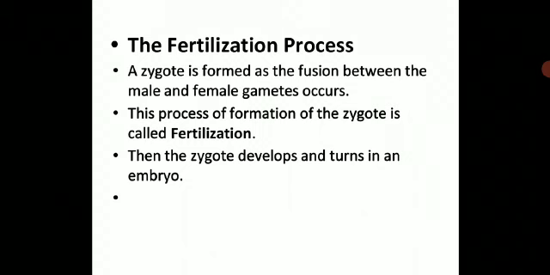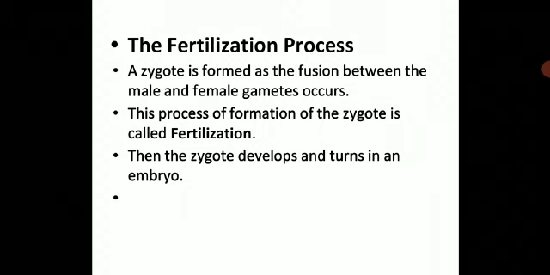Well, let us see the fertilization process. What happens after pollination? Further process is required after the transfer of the pollen. Let us see what happens after that. A zygote is formed as the fusion between male and female gametes occurs. They will fuse together and form a zygote. This process of formation of the zygote is called fertilization. Underline this. It is the process of the formation of the zygote, which is a fusion of a male and a female gamete.